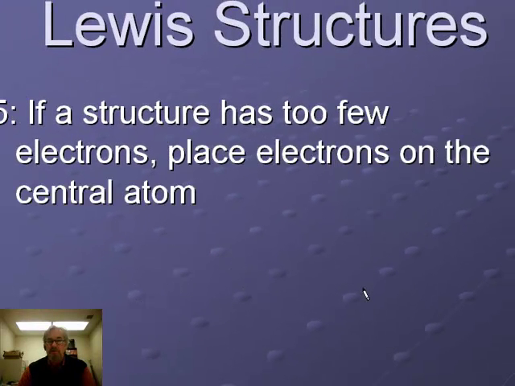Now, if a structure has too few electrons, you want to put electrons in on the central atom, and we'll see an example of when that happens later on. And they're always going to be in pairs. Electrons in this class are always going to come in pairs.